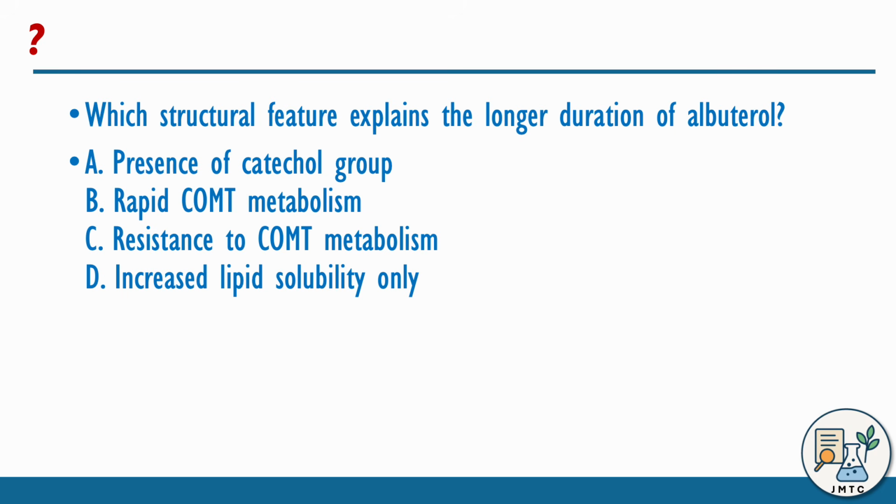Question, which structural feature explains the longer duration of albuterol? Answer is, bakit kaya mas matagal, longer yung duration ng albuterol compared kay isoproterenol? Okay, because it is resistant to COMT metabolism. So, if you've heard me kanina, it uses the sulfate conjugation for its metabolism.